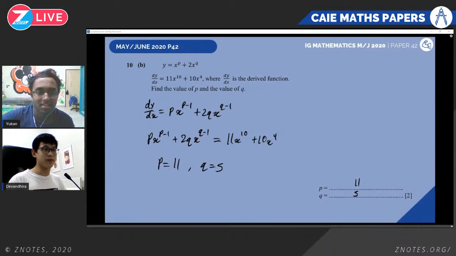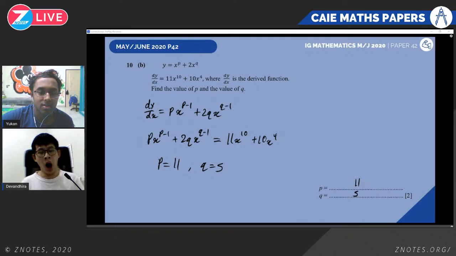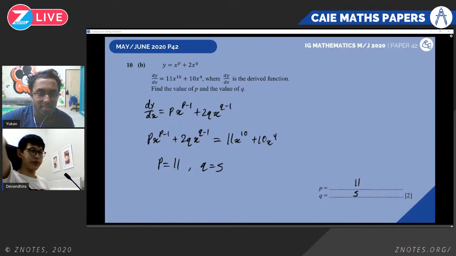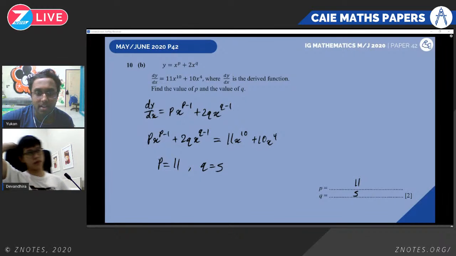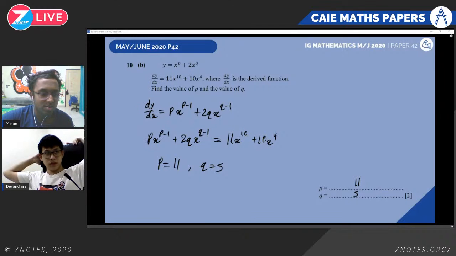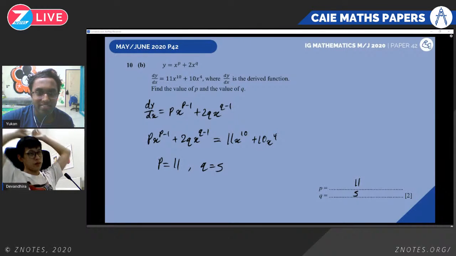Anything you want to add, Yukan? Because this is a 2-mark question, you can automatically write just 11 and 5. Because if you look at the powers and then they give you dy/dx, if you just add 1 to the power, you will get the power of the x term in the original equation. So obviously 10 plus 1 is 11 and 4 plus 1 is 5. But apparently they give you marks if you do the dy/dx as well. So you will lose that mark if you don't write down the answers. So yeah, just make sure you write down the answers. You don't actually have to do any working for this question.